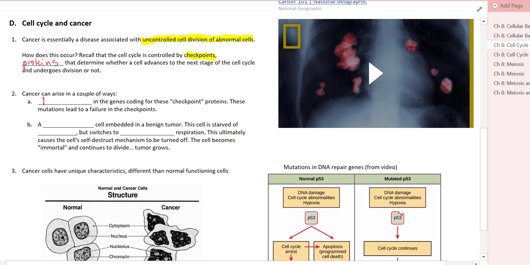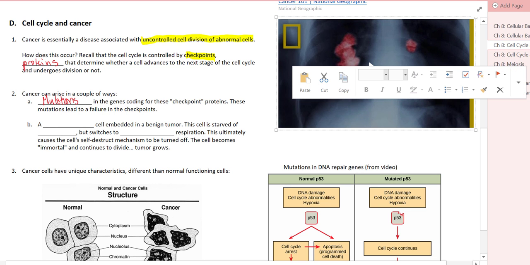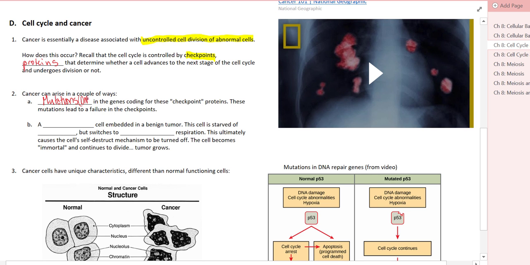One way is mutations, all right, mutations in the DNA. So remember that the DNA is the genetic code, right? DNA is the code for proteins, and that includes all proteins, even those checkpoint proteins. And so if there are mutations specifically in the genes coding for those checkpoint proteins, these mutations can lead to a failure in the checkpoints. All right. So that's one way.